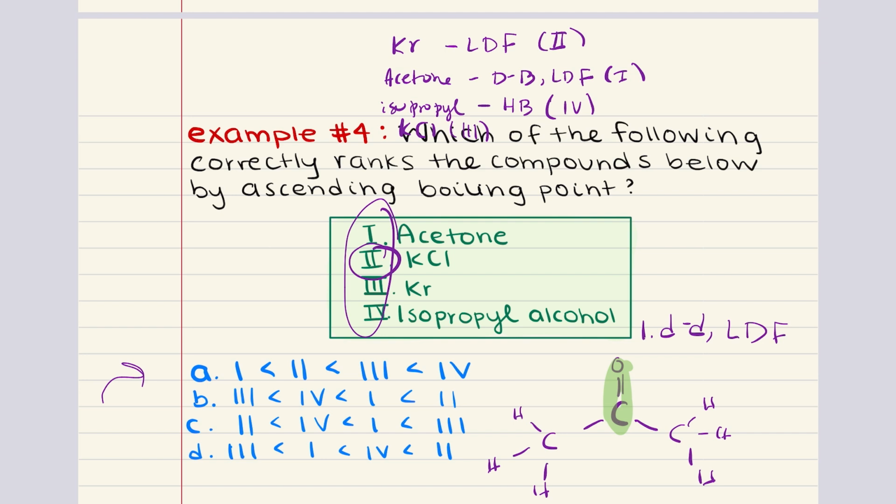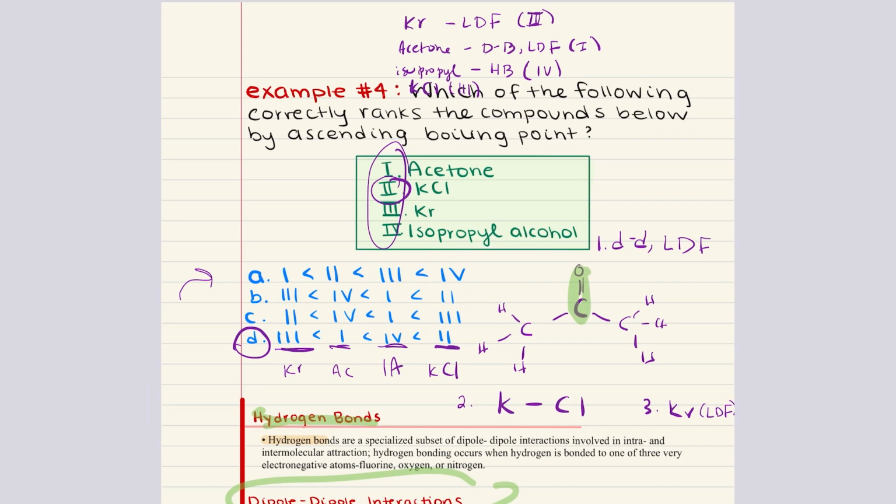All right, and I wrote krypton wrong. This is supposed to be 3. So 3 followed by 1, followed by 4, followed by 2. That's going to be answer choice D, and we can double check. 3 is krypton. That's correct. It has the lowest boiling point. 1 is acetone. That's true. That follows it. It has a slightly higher boiling point than krypton, followed by statement 4, which is isopropyl alcohol, and the one with the highest boiling point is potassium chloride. All right, so the answer to problem 4 is going to be D.